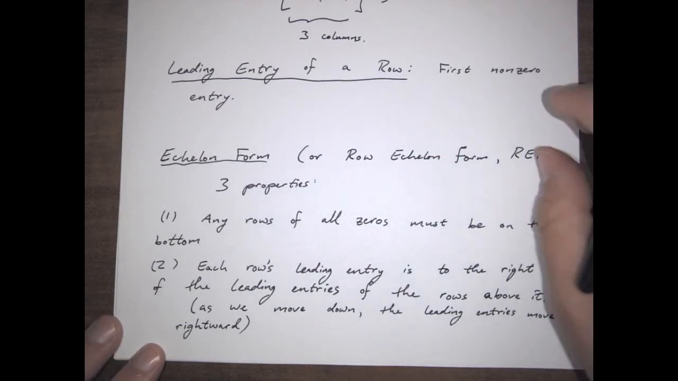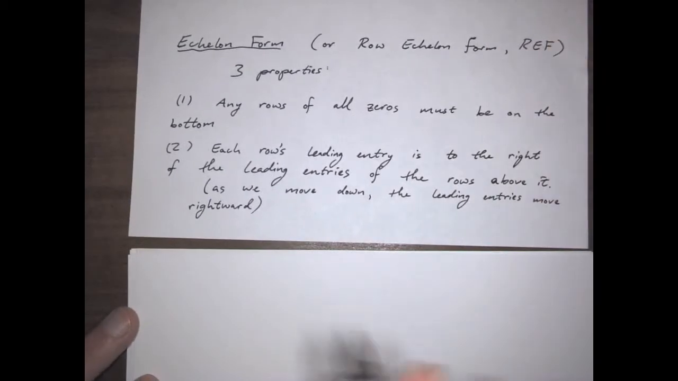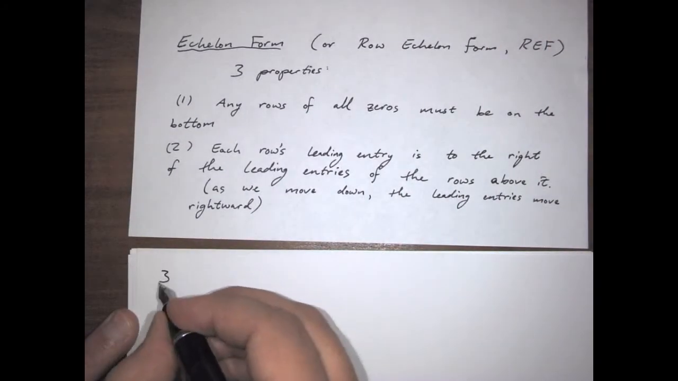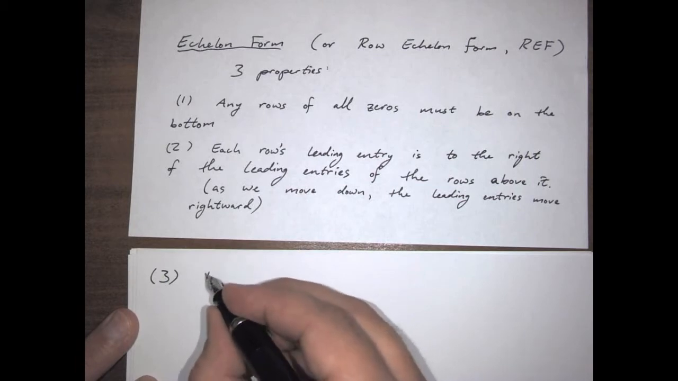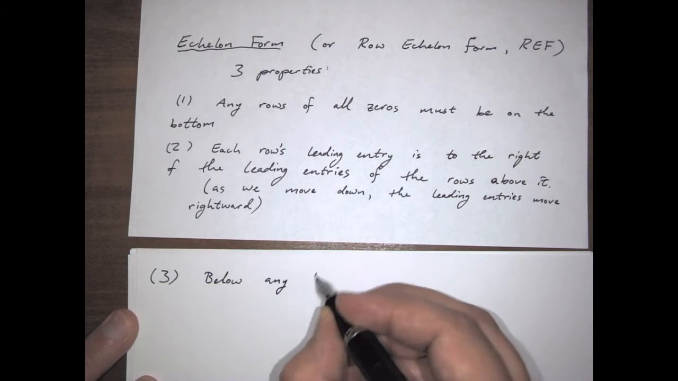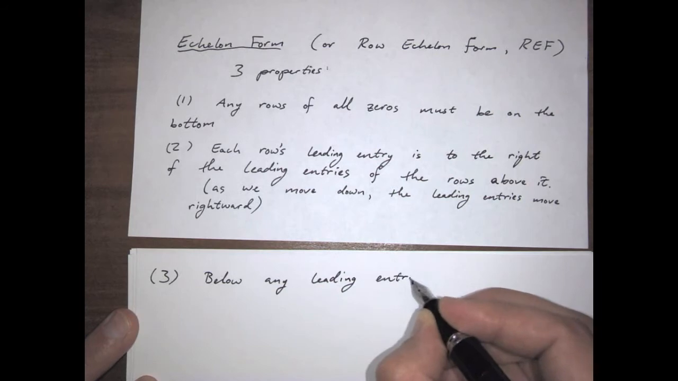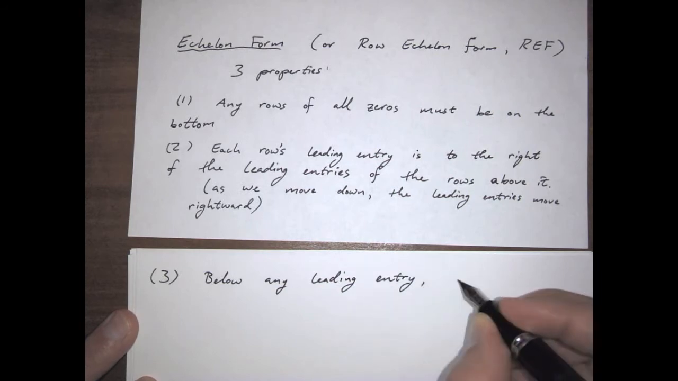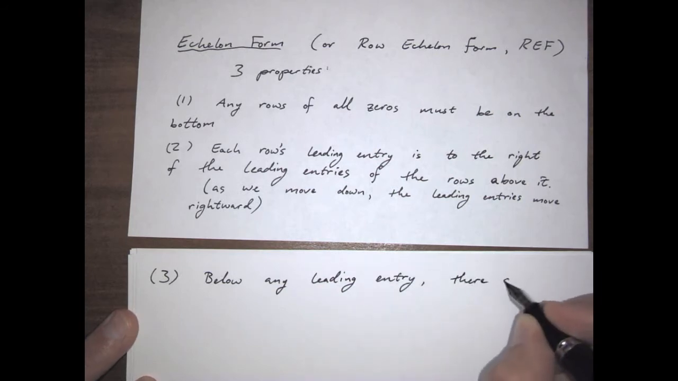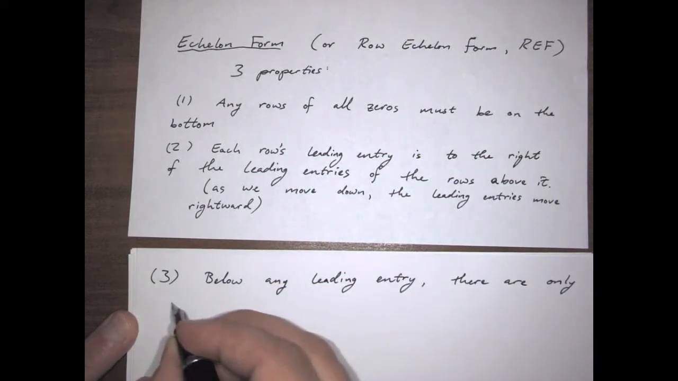And then lastly, thirdly, below any leading entry, there are only zeros. Below any leading entry, there are only zeros.